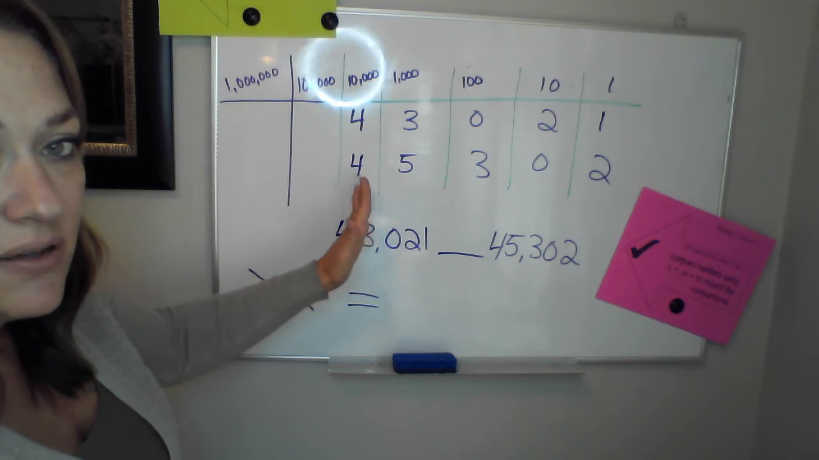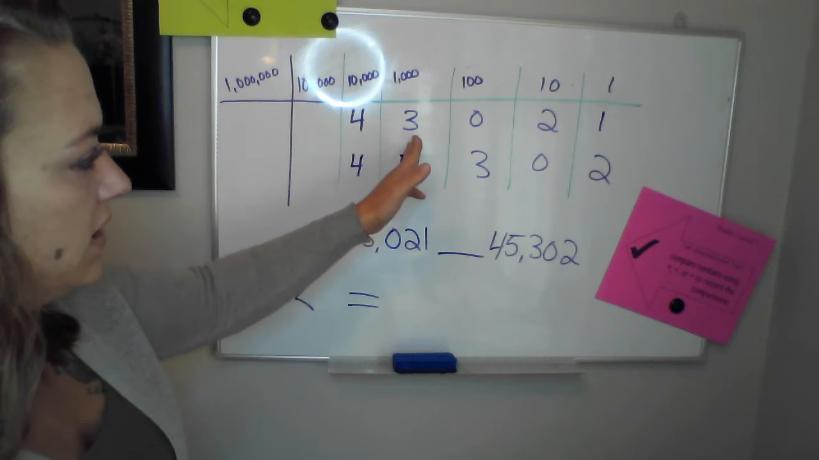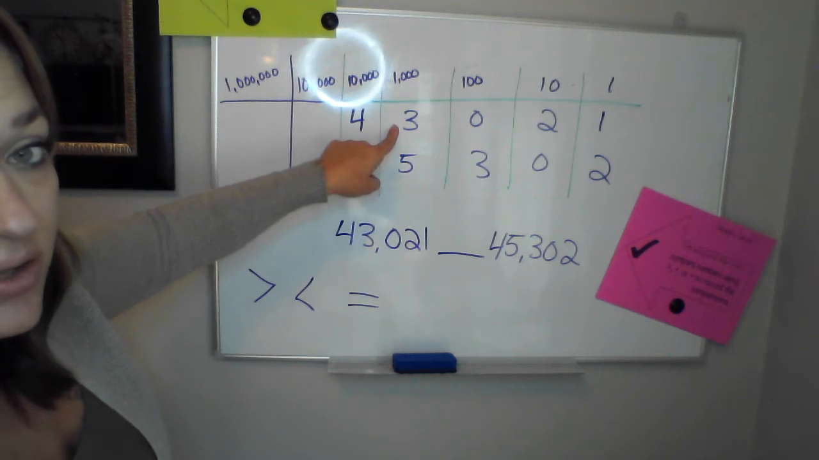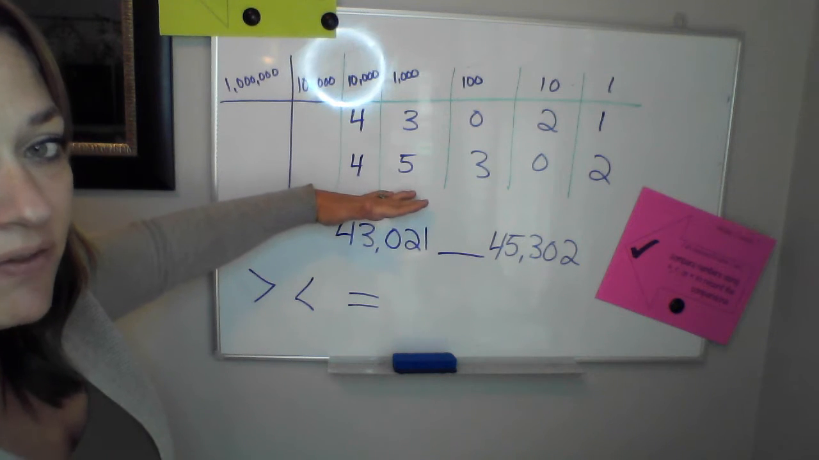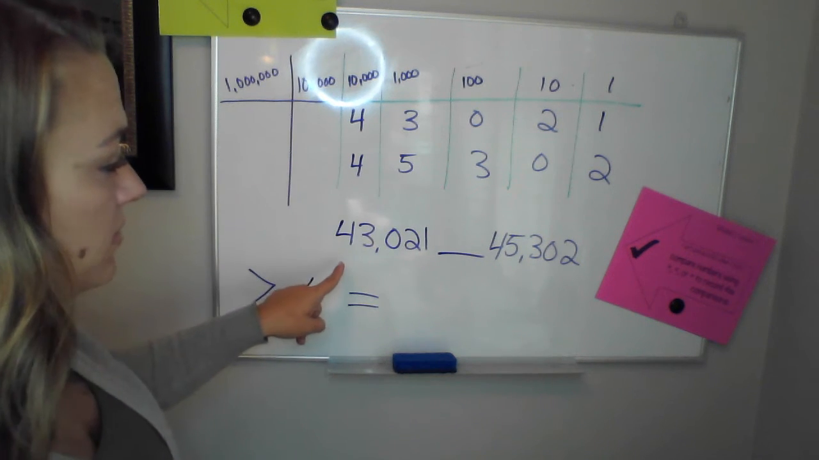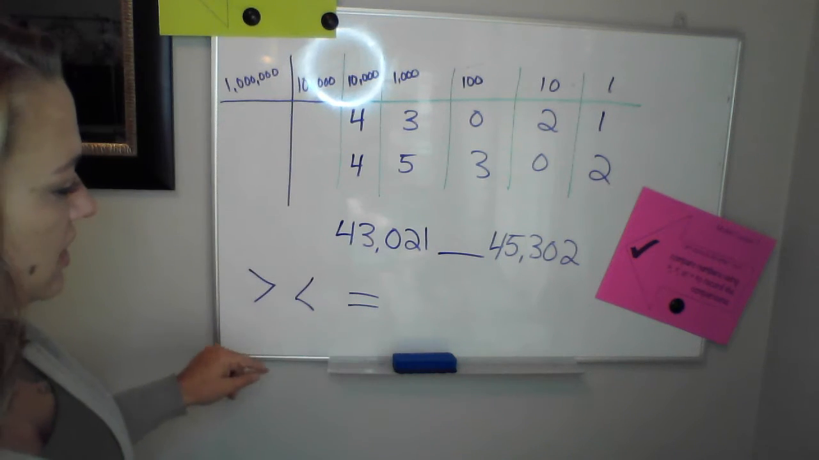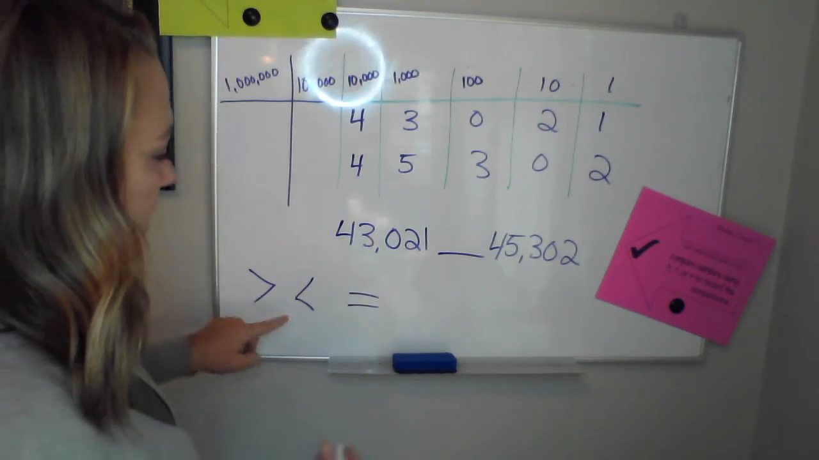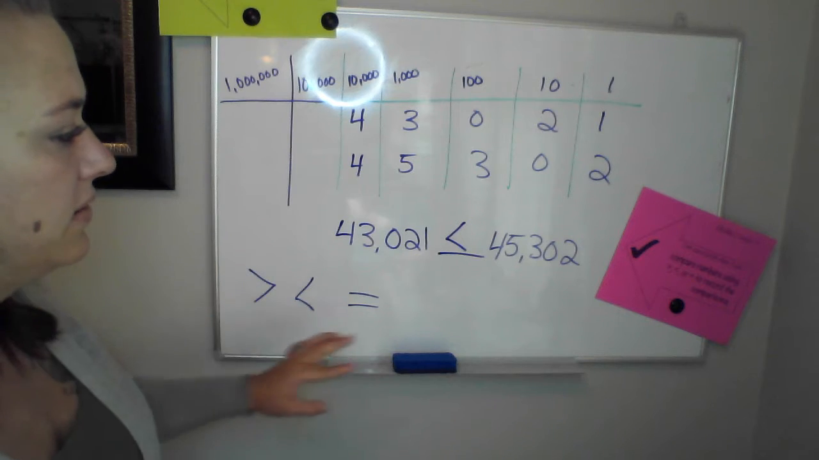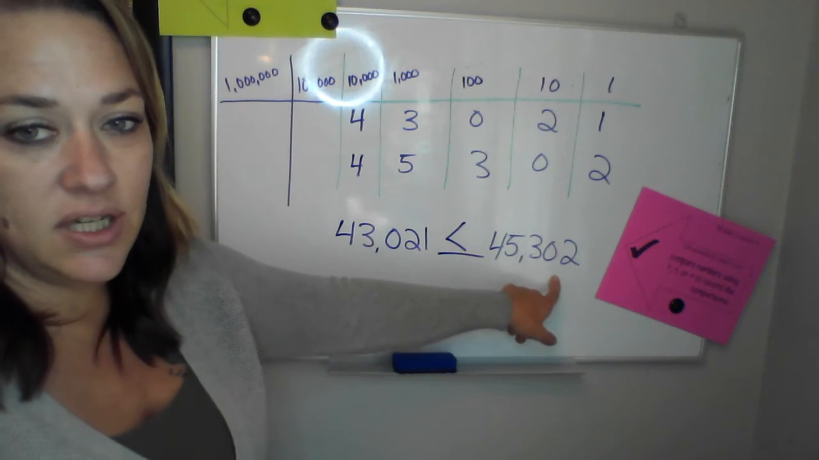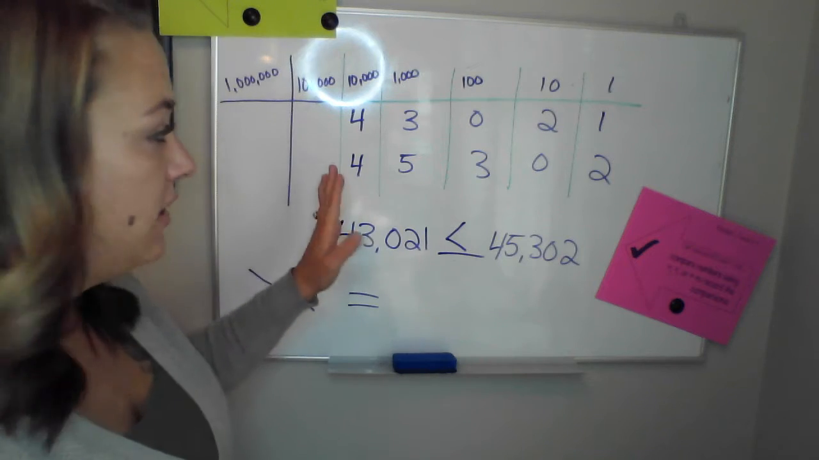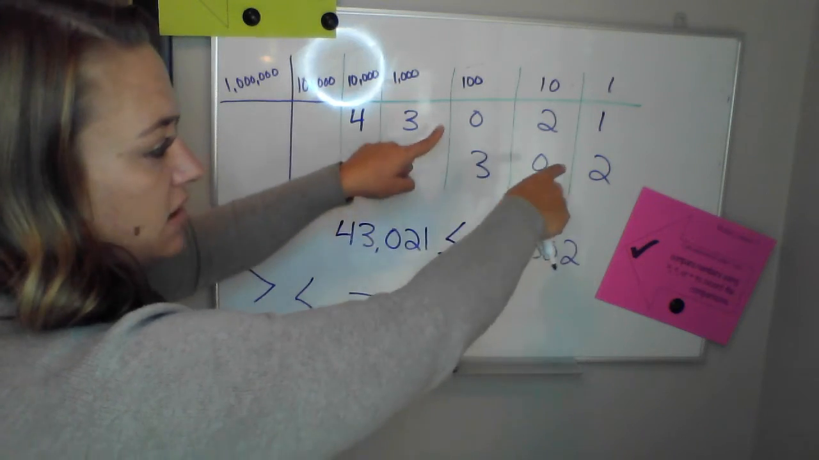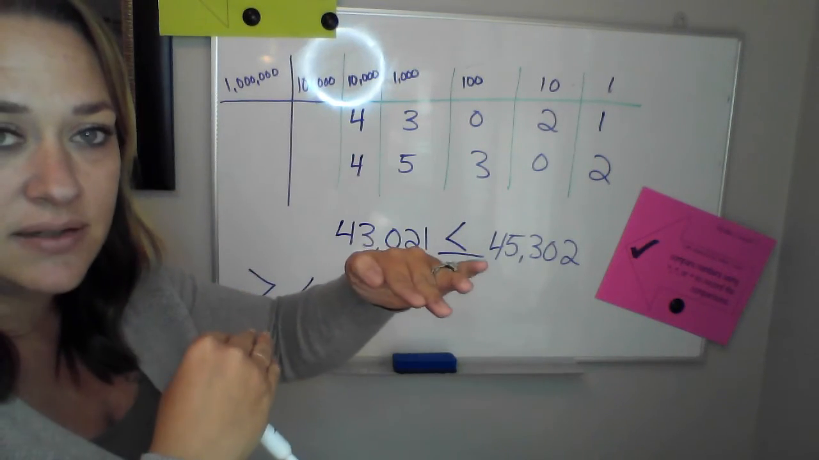So now I'm going to look at this as 45,000 and 43,000. Because I have 5,000s, this one only has 3. That's going to make my 45,000 larger. So to finish our sentence, we're going to need to use our less than sign. So we're going to say 43,021 is less than 45,302. Okay, and I think we have problems where the first couple have the same value. You keep working down the place value chart until you can see the difference.